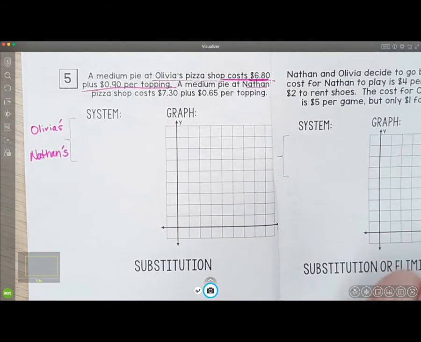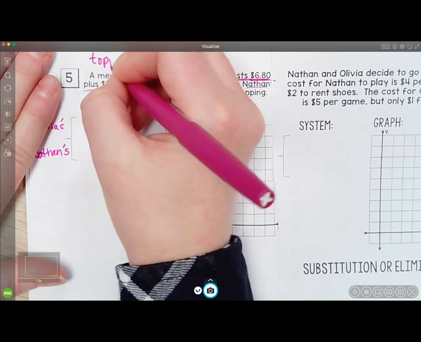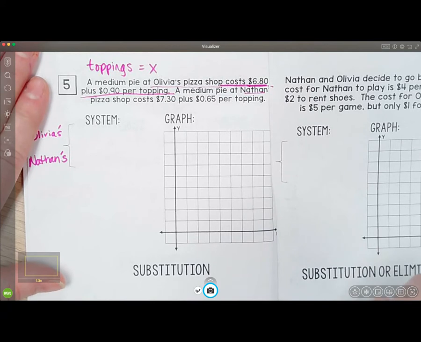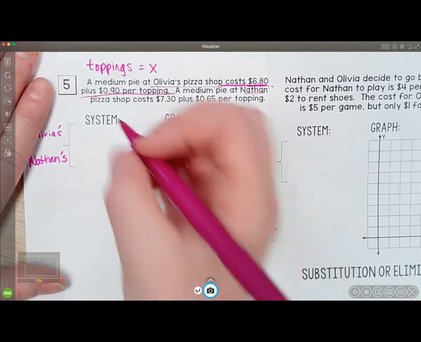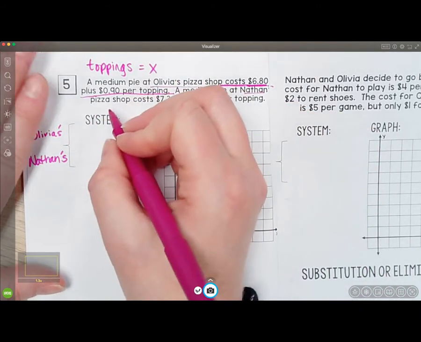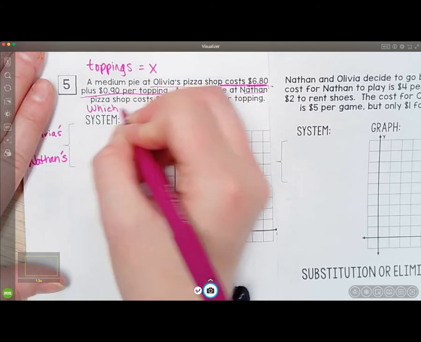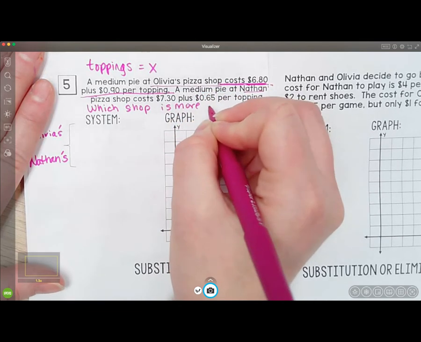So what is our variable going to be? T for topping. But let's use X instead. So I'm going to put T toppings equals X. And then we're talking about cost. This doesn't have a question, so I'm going to add a question. What or which shop is more affordable?